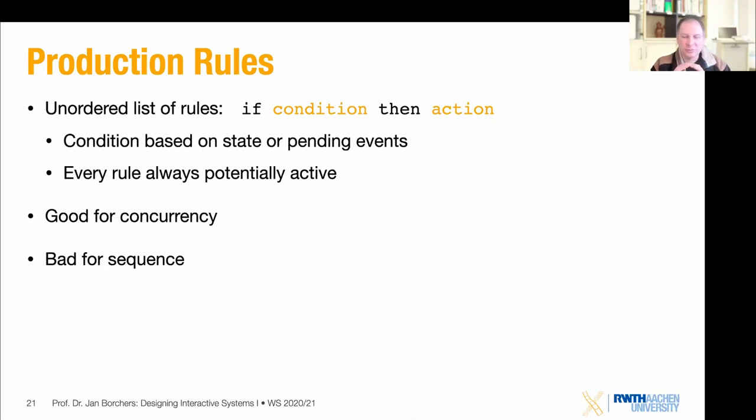Both the blessing and the curse of production rules is that every rule is always potentially active, right? Every rule could fire at any time. This is great to model concurrent behavior, but modeling sequence with it is very awkward. So if, for example, you have something like a graphical user interface where there is no one clear action sequence that will happen, then you tend to be covered better with a production rule system.